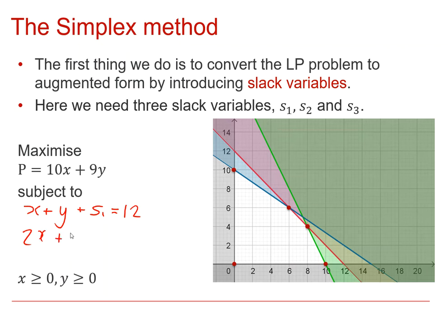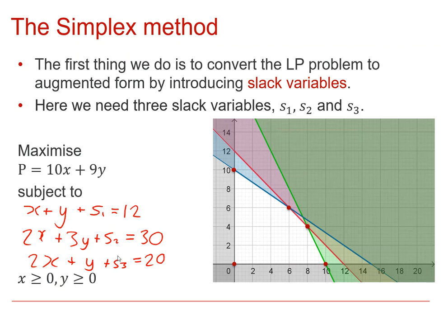and then we also had 2x plus 3y had to be less than or equal to 30. So we'll introduce a slack variable s2 there to make up the slack, so we can make this an equation where we have 30 there, and we had 2x plus y had to be less than or equal to 20, so we'll say 2x plus y plus s3 equals 20.